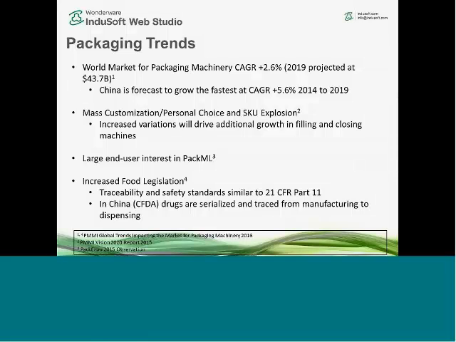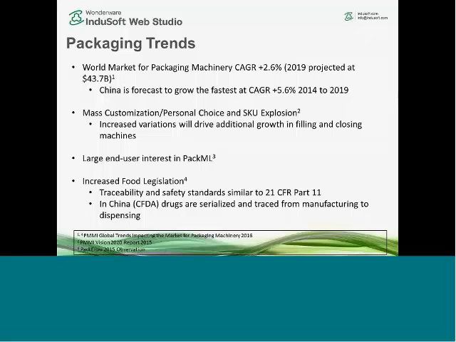And this particular report showed that China is forecast to grow the fastest, at about 5.6% between 2014 and 2019. So throughout that area of the world, through population growth and different efficiencies and different products coming on, you're going to see some growth. I know we have a lot of different attendees from all over the world, so if that's your area, expect some growth.